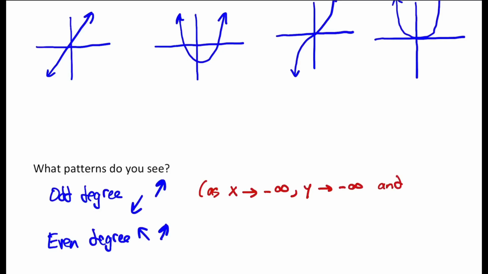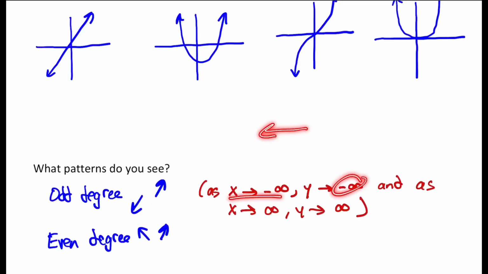And as x approaches positive infinity, y approaches positive infinity. That's a good math way to describe opposite tails, right? So as x goes to negative infinity, so as you go that way, y goes to negative infinity, we go that way. And then as x goes to positive infinity, y goes to positive infinity, we go that way.